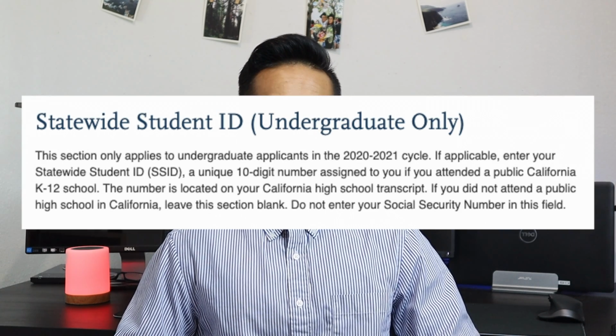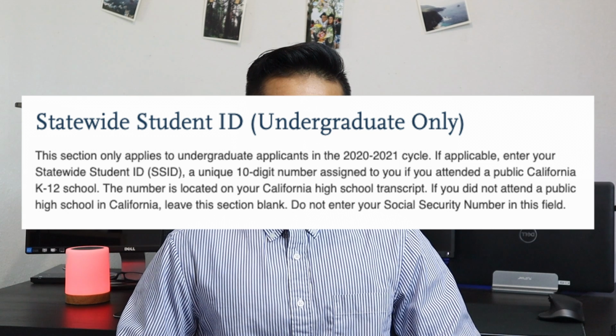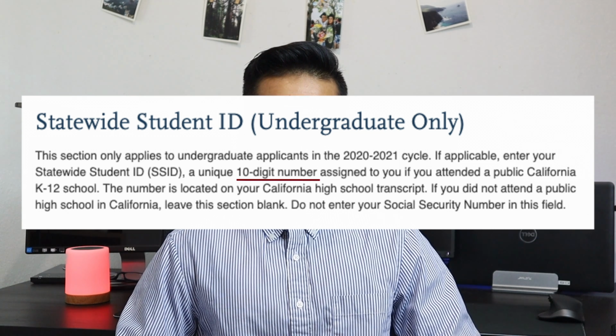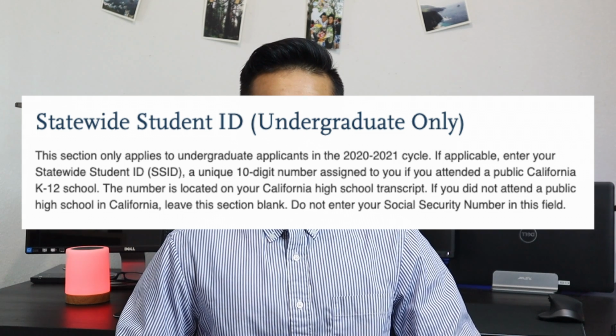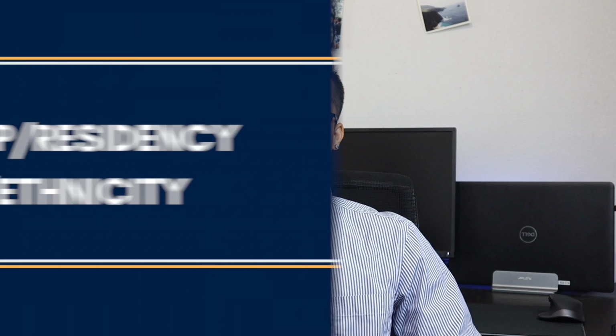And to this point, the California State University will also ask you for your California Statewide Student ID, also known as your SSID. Essentially, the California Statewide Student ID is a 10-digit number that's assigned to you if you attended a public California K-12 school. You'll be able to find this ID on your high school transcripts or any other transcripts that you have if you attended a California school. For students that don't have this information or didn't go to a school in California, you can feel free to skip this section.